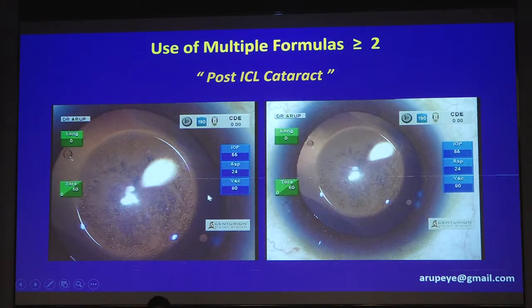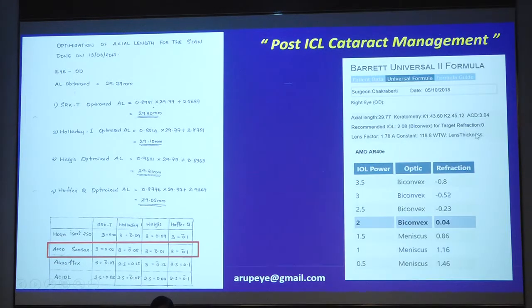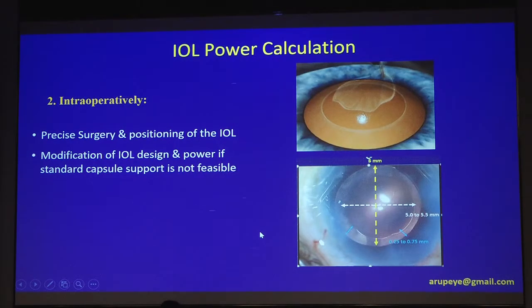This was a post-ICL cataract, very high myopic eye. Patient had developed cataract, so I had to explant the ICL and perform a cataract surgery. So the traditional formulas gave me a power of 3 diopters after using the Bangkok axial length adjustment. On the other hand, Barrett gave me 2 diopters. But here I went with the majority's opinion, implanted a 3 diopter intraocular lens, and the post-op result has been pretty good. Intraoperative events are also very, very important.